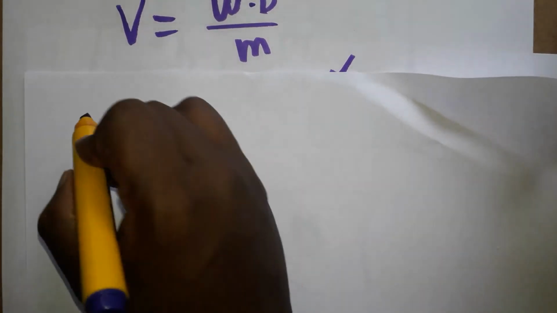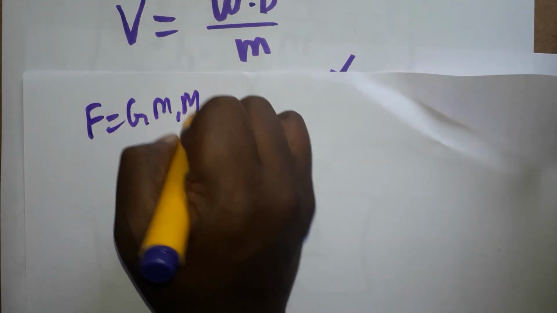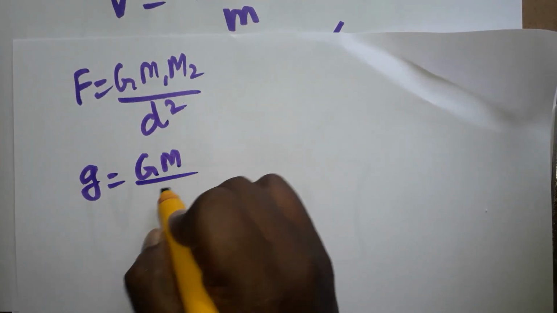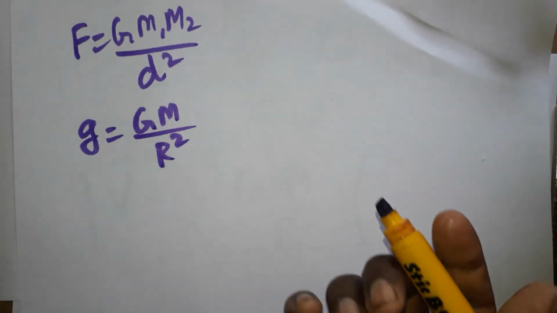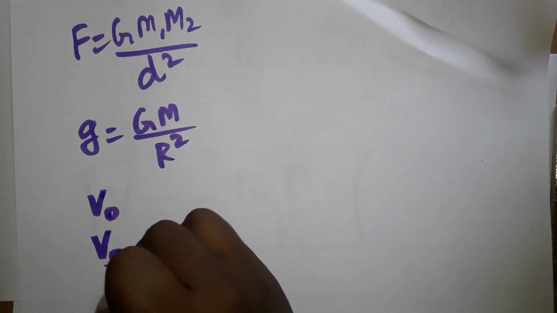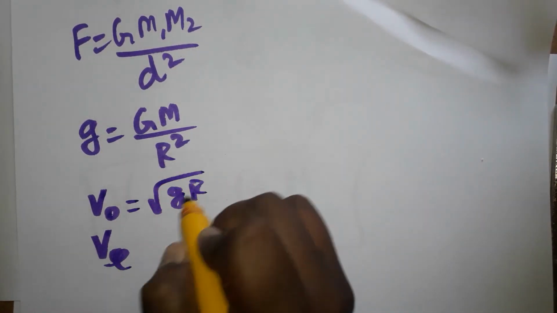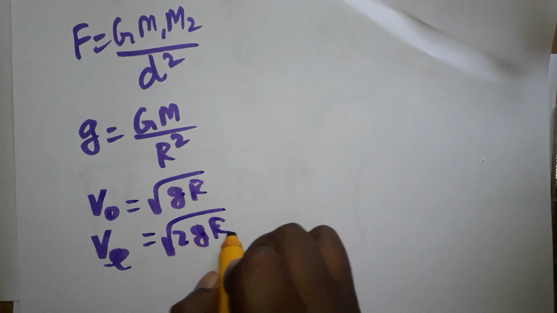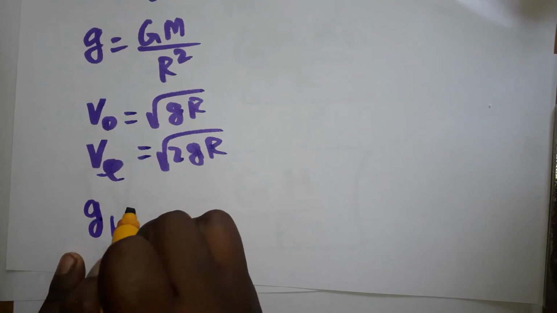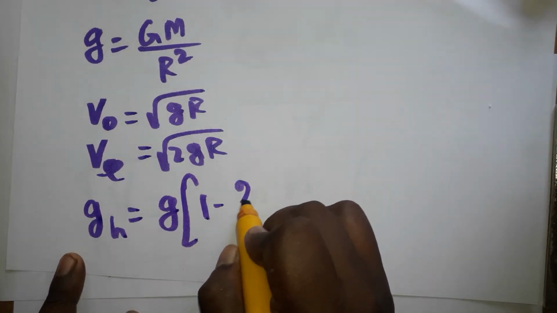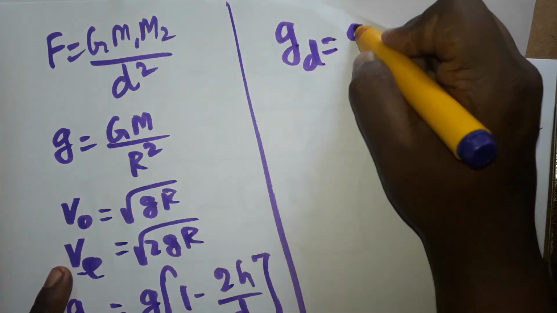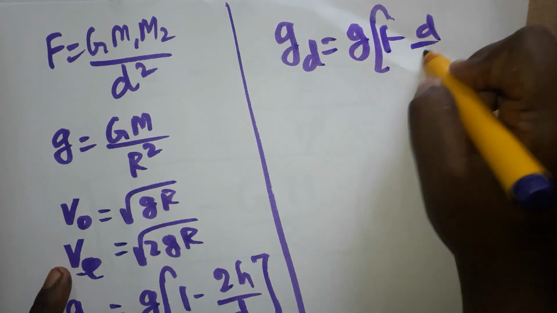First we saw F is equal to G times m1 m2 divided by d square. Second we discussed g is equal to G times m divided by r square. The next thing we got is orbital velocity and escape velocity. Orbital velocity is root of gr, escape velocity is root of 2gr. The next formula we discussed is gravitation at height, g times (1 minus 2h divided by d). Gravitation in depth is equal to g times (1 minus d divided by r).